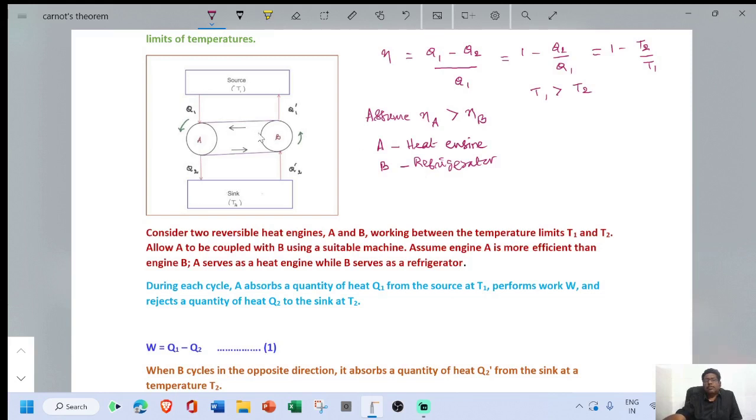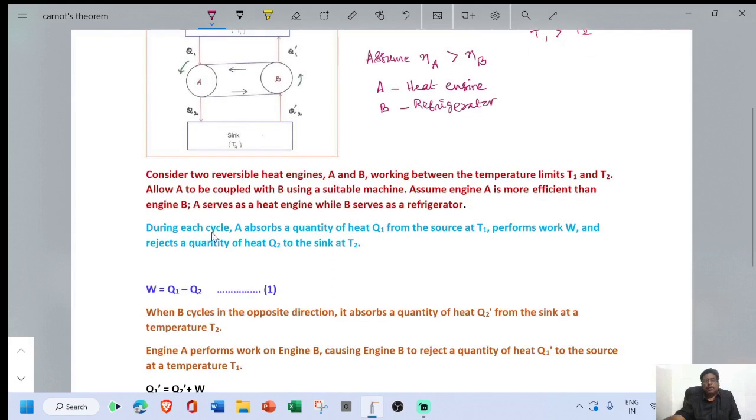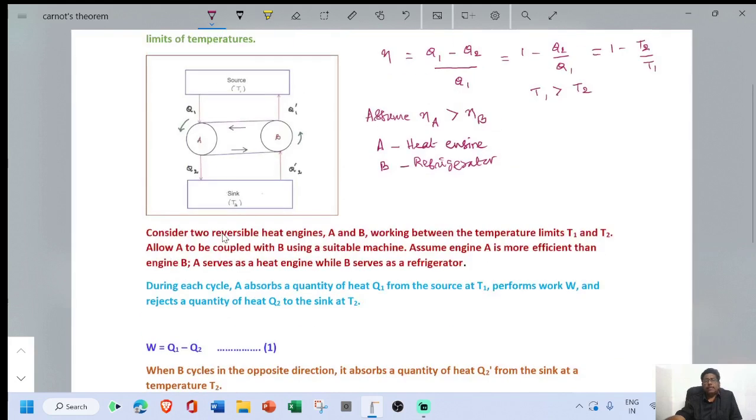We have tied the two engines with the help of a suitable machine. Therefore, we may get a complete cycle. Engine A is working in the forward direction, engine B is working in the reverse direction. During each cycle, A absorbs a quantity of heat Q1 from the source at T1, performs work W, and rejects a quantity of heat Q2 to the sink at temperature T2.